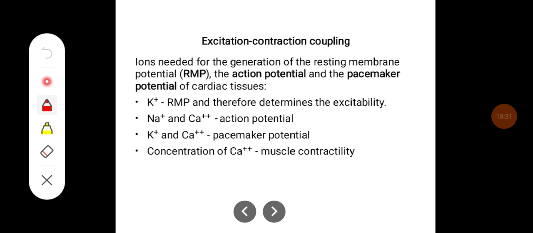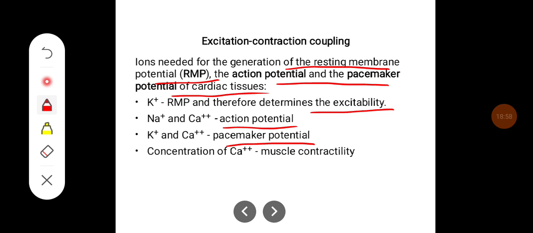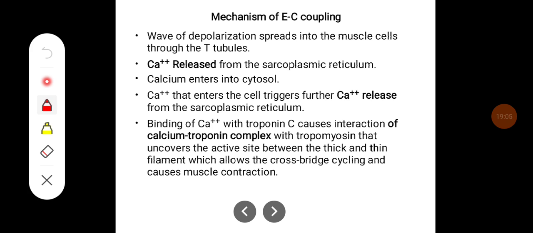The excitation contraction coupling is going to alter a bit here. Ions are needed for the generation of the resting membrane potential, the action potential and pacemaker potential of the cardiac tissues. Potassium determines the RMP, and therefore determines the excitability. Sodium and calcium determine the action potential. Potassium and calcium are important for pacemaker potential, and the concentration of calcium is important for myocardial contractility.